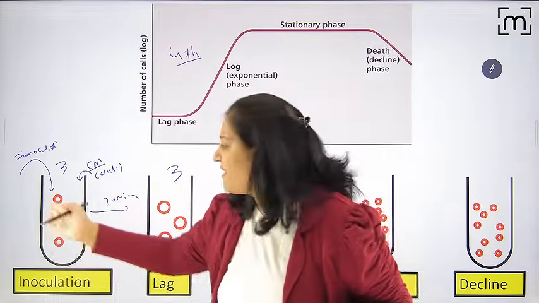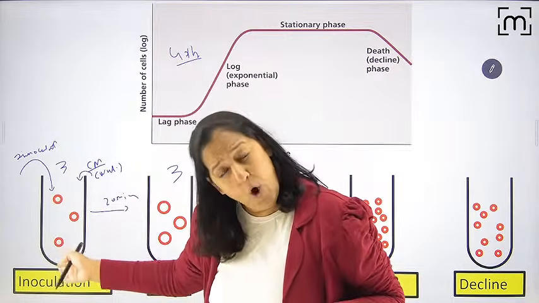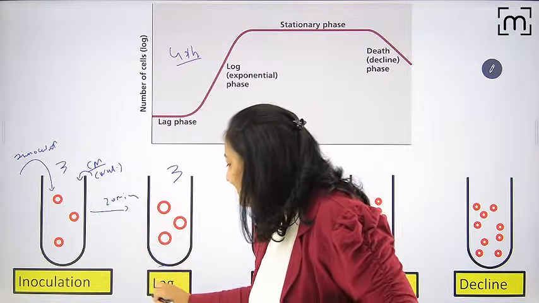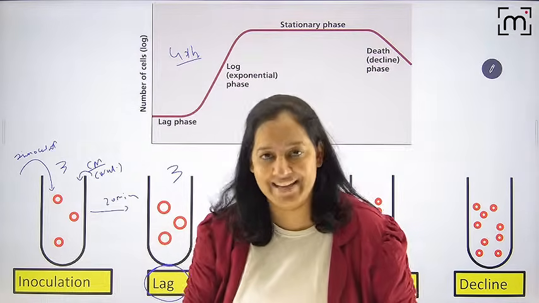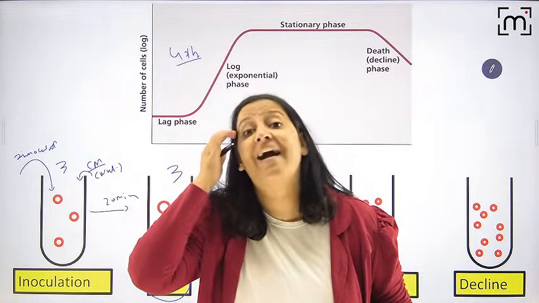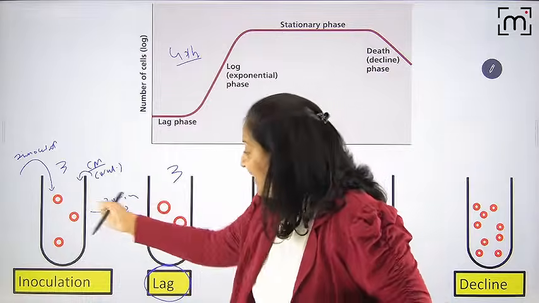Here they were 3. They are still 3. Why? They got everything. They got all the nutrition. They got the optimum temperature, optimum pH. Still they are not dividing. This is known as lag phase. Lag means delay. In online class, you say, no ma'am, there is a delay, there is a lag. What do you mean by lag? Lag means delay. So they are doing delay in division.